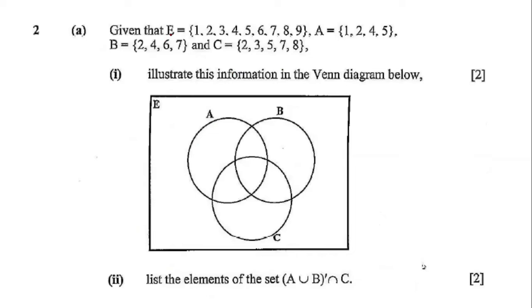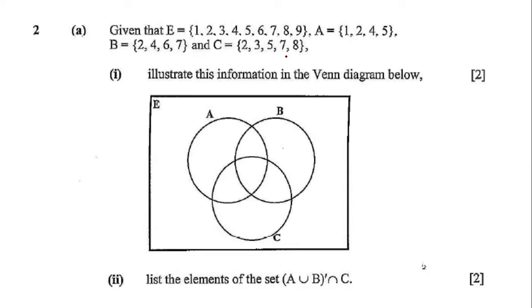Given that the universal set E is equal to 1, 2, 3, 4, 5, 6, 7, 8, 9, they have told us A is equal to 1, 2, 3, 4, 5, B is equal to 2, 4, 6, 7, and C is equal to 2, 3, 5, 7, and 8. The first question says illustrate this information in the Venn diagram.